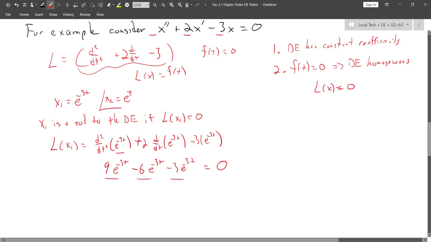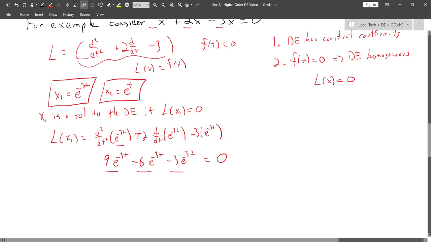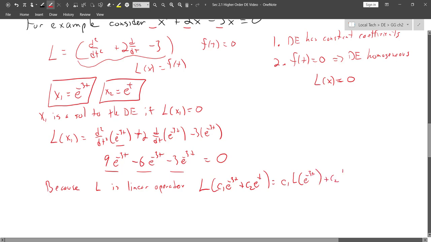And we could go ahead and show that x2 is also a solution, but for now we're just going to state that as fact. So it turns out x1 and x2 are both solutions to the differential equation. Now, because we know that L is a linear operator, we also know that L of some constant times our first solution plus some constant times our second solution. Because L is linear, we can use the properties of linearity to show that this statement is true.